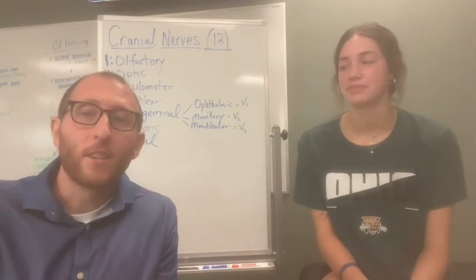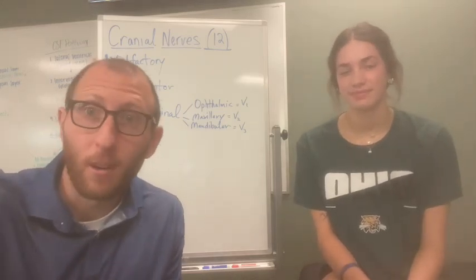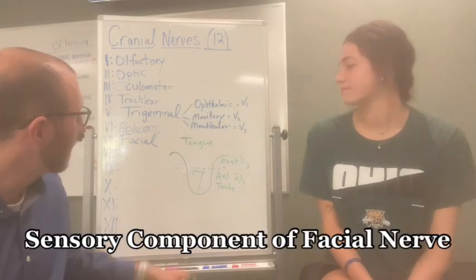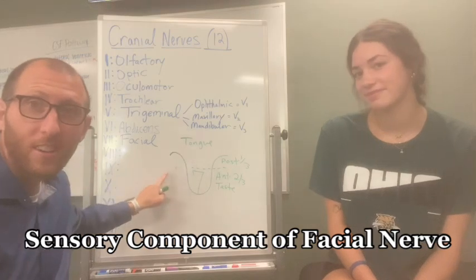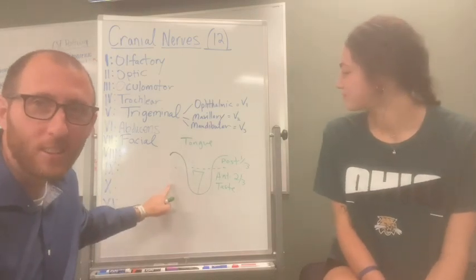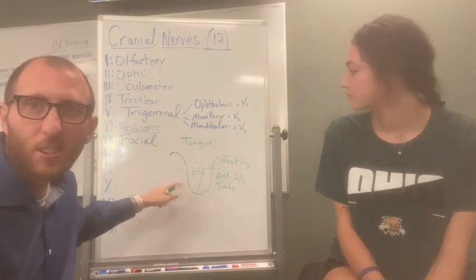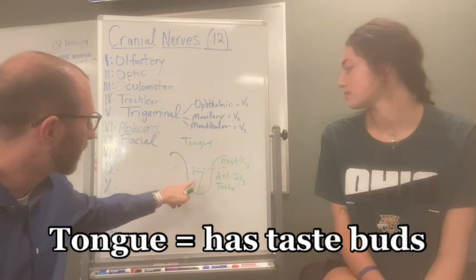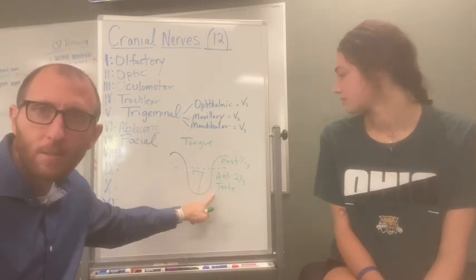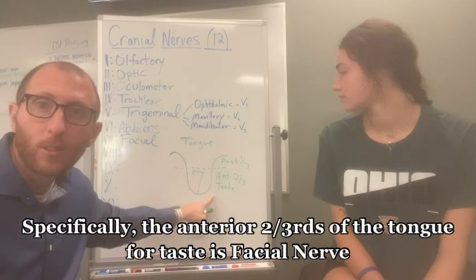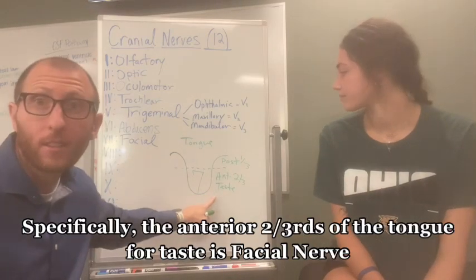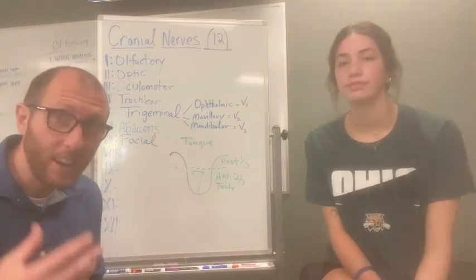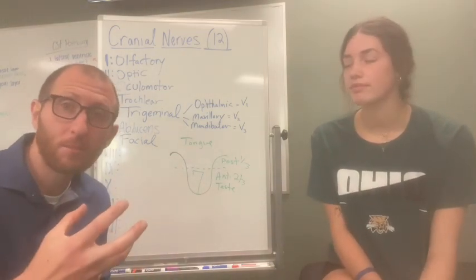Let's go on to number 7, the second part, because we got to talk about the sensory component of number 7. And I have a drawing of the tongue. This is the tongue right here. This is my artistic ability. The tongue is where we taste things, right? Taste buds all on top of the tongue and the sides, but it's divided. The anterior 2/3 of the tongue for taste is innervated by cranial nerve 7. So those taste buds actually have nerve innervations to them.